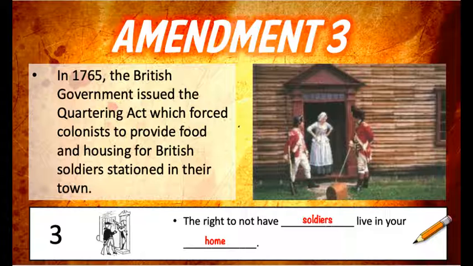The Third Amendment is the right to not have soldiers live in your home. In 1765, the British government issued the Quartering Act. If you quarter somebody, that means you're housing them. Okay, and that forced colonists to provide food and housing for British soldiers stationed in their town. So British soldiers could literally go to a house and say, hey, we're moving in, when's dinner? Okay, that was not okay. So the Third Amendment was the right to not have soldiers living in your home without your permission.